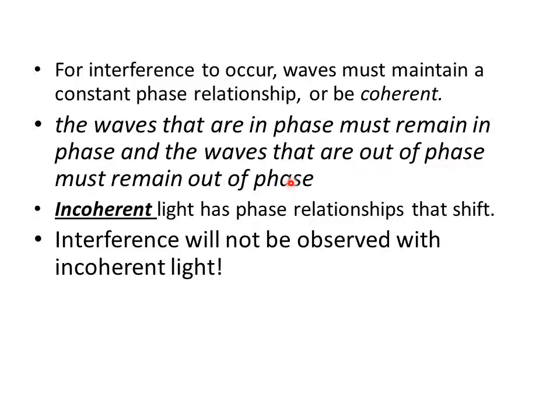In order for interference to occur, the light has to be coherent. Incoherent light has phase relationships that shift. Sometimes the light may be in phase, other times the light waves are out of phase, and if that's the case, then interference will not occur. So incoherent light does not produce interference patterns. The light must be coherent in order to produce interference.